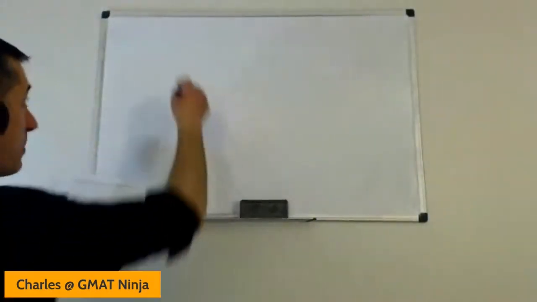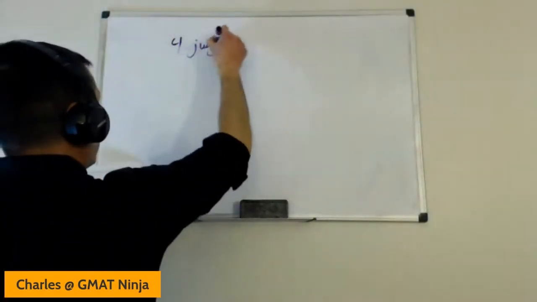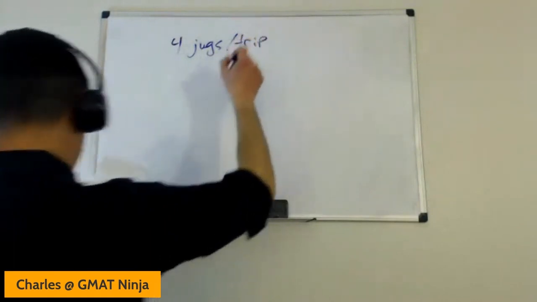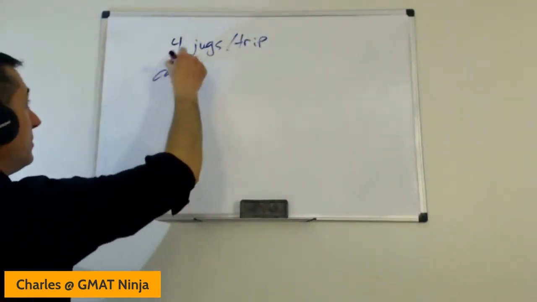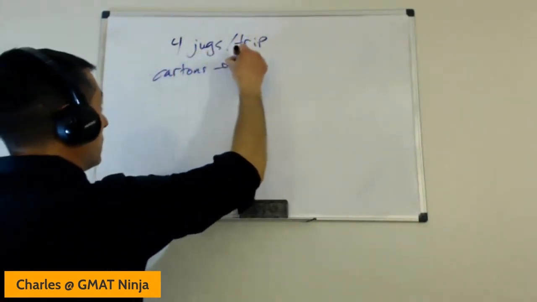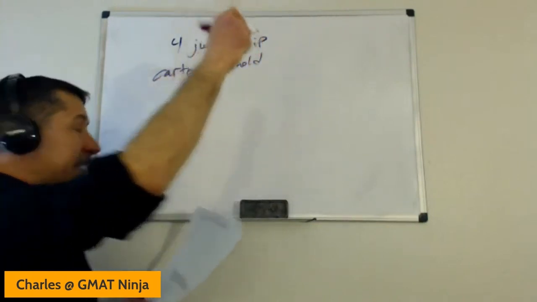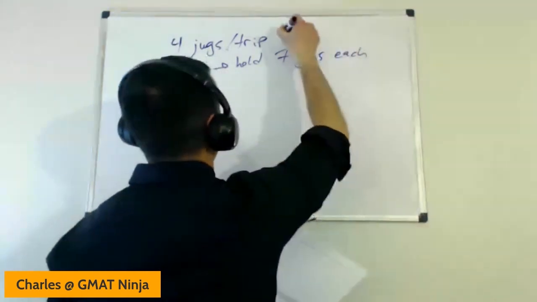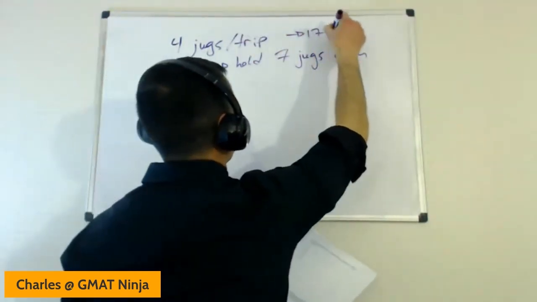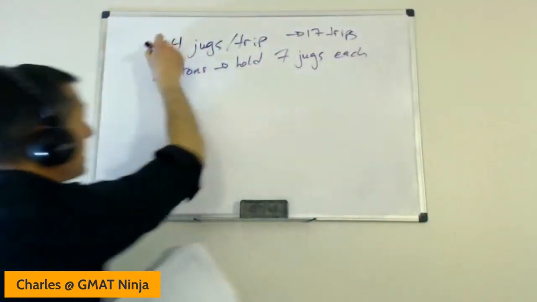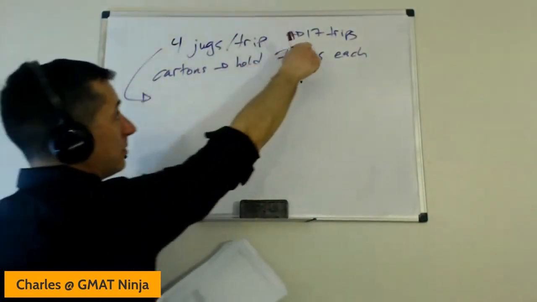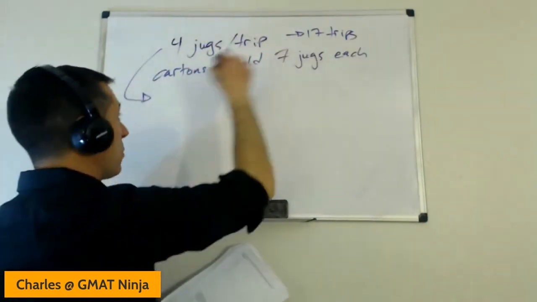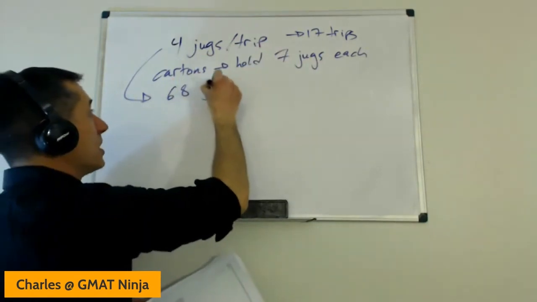Okay, so 4 jugs per trip. We've got cartons that hold 7 each. And we're taking 17 trips. Math is easy enough here, right? So 17 times 4, so 34, 68 total jugs packed.